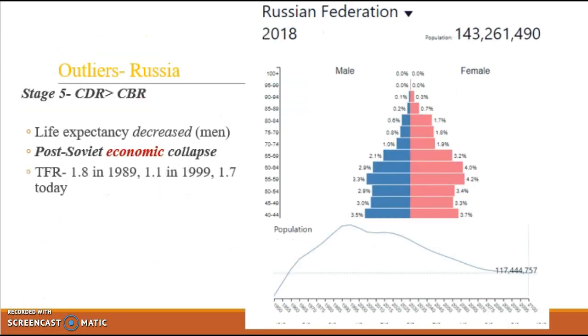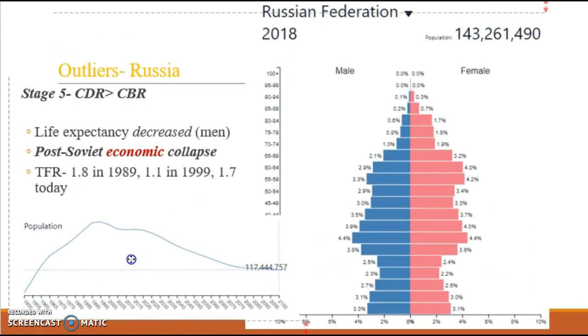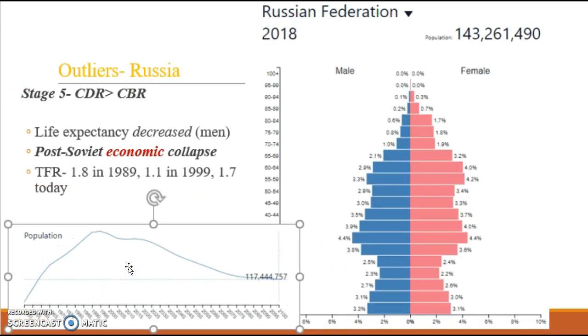There are a couple outliers, and the first outlier is Russia, and you could see this mismatched shape here. Russia went through an economic collapse when the Soviet Union ended in the late 1980s. You can see that fertility rate went from 1.8 to 1.1 in 1999. That has recovered a little bit to 1.7 today.